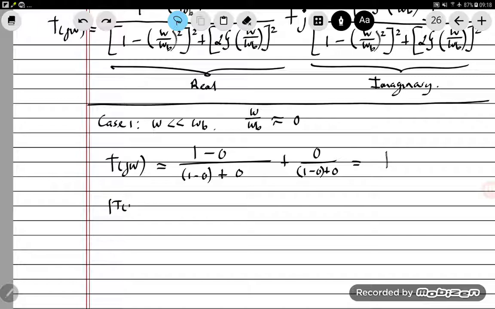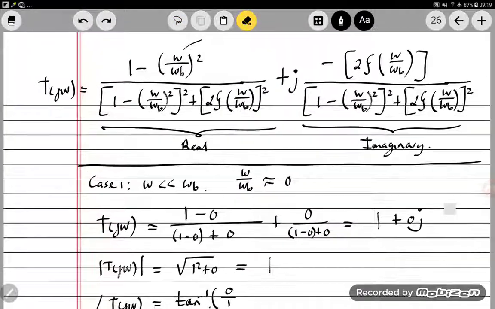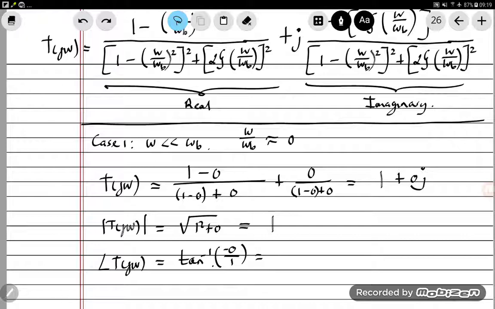So if we take the magnitude of that, that's of course the real part squared plus the imaginary part squared. We've got a 0j there, so obviously the magnitude is just equal to 1. The phase is equal to the arctangent of the imaginary part over the real part. We've got a negative imaginary part there, but it's 0, so the phase angle is just 0. So for frequencies much smaller than omega b, we see that the magnitude is equal to 1.